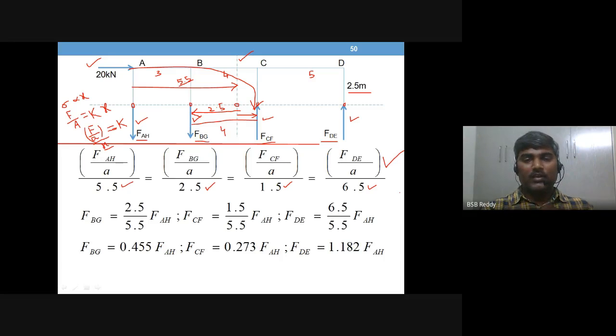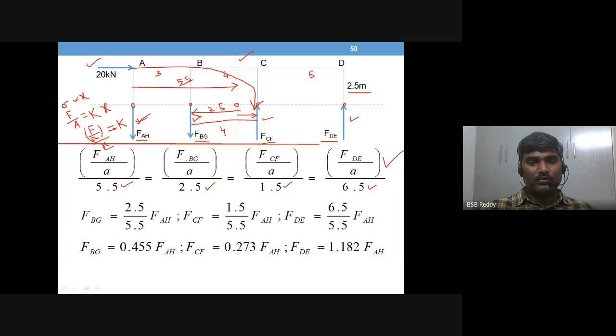Now you relate all these column axial loads to one column axial load. You have 4 unknowns there, so you relate the other 3 to one selected column. Here I select the first column, FAH. So I relate FBG and FAH, FCF and FAH, FDE and FAH.